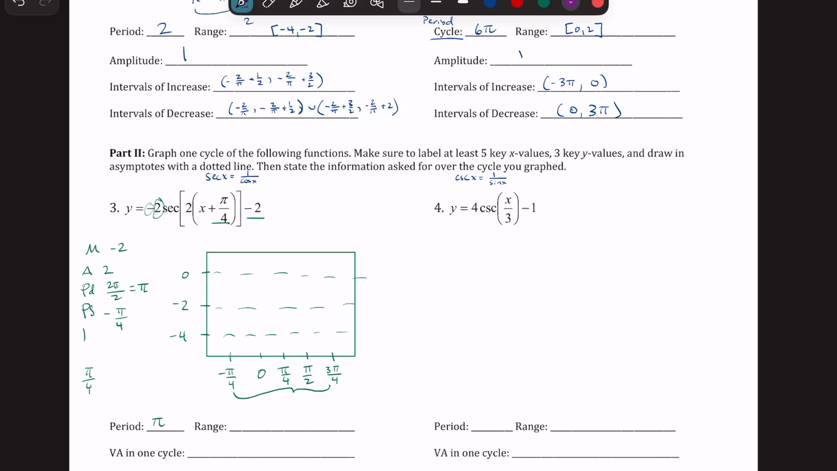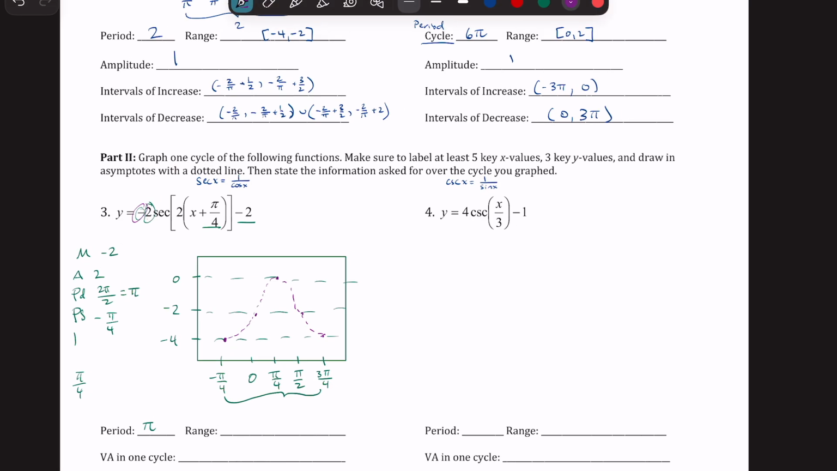And now, this is where I graph like it's cosine. So I'm going to pretend like this is cosine. That's a negative. So I know that it's going to start at the bottom, go to the middle, come here, go there, and there. And then I do a little dotted line so that I know that this isn't the real function that I'm graphing.